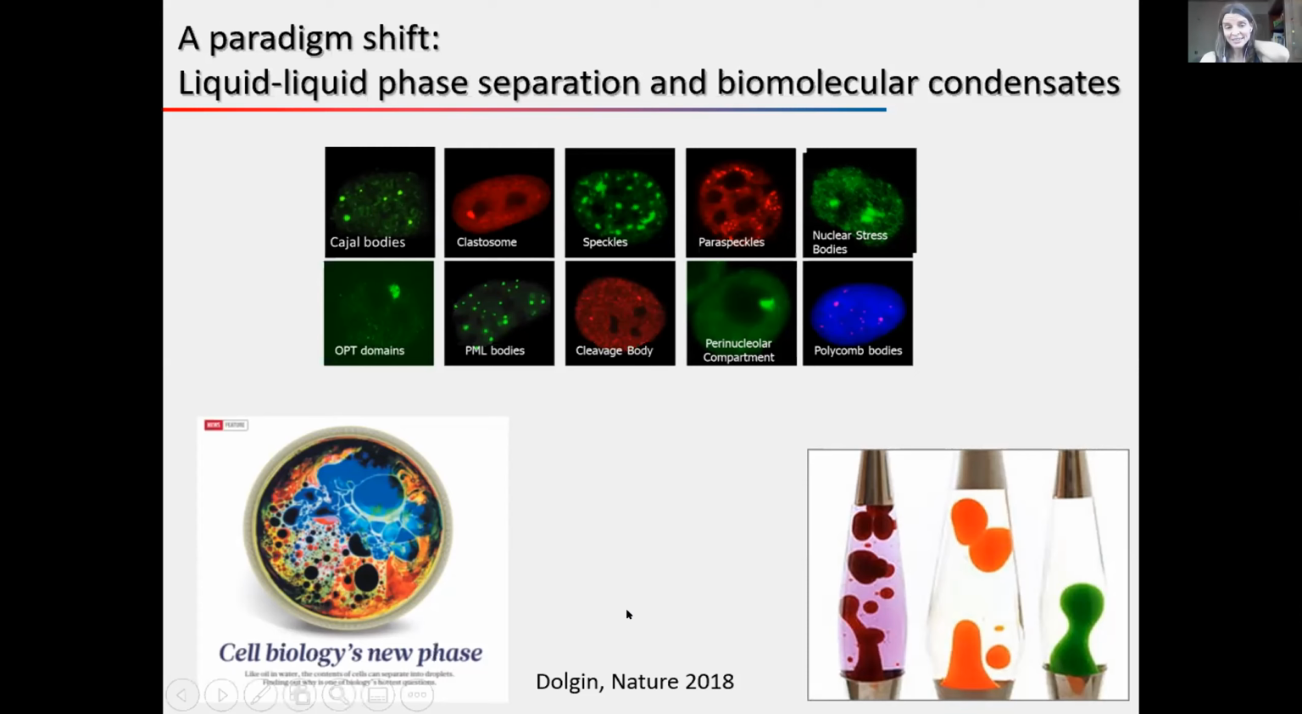In recent years, this view changed. Now we believe that many of these compartments are formed by a liquid-liquid phase separation process, similar to what happens in this lava lamp. So now these compartments are formed by interactions similar to a liquid-liquid phase separation process. These separated phases are usually called biomolecular condensates or liquid condensates.